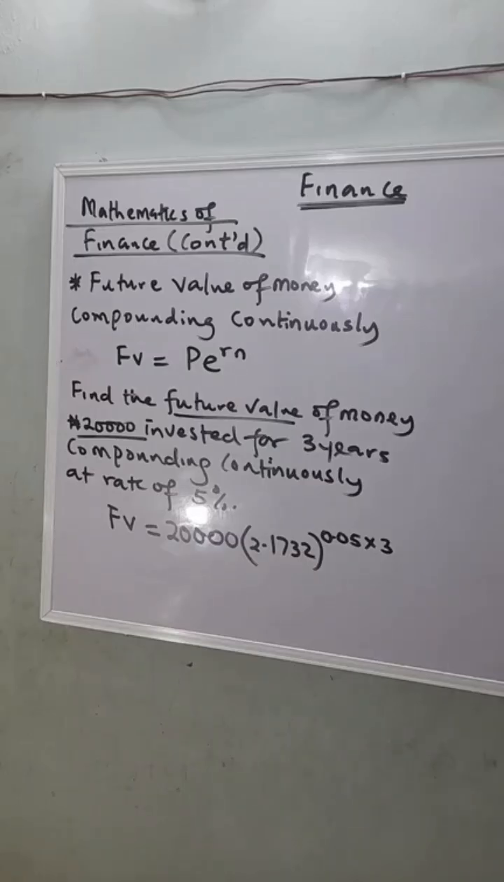Seeing the board carefully, that e is what we call the exponent. It's 2.1732. That is the meaning of that e. Your calculator will give you that value. So that is raised to the power of 0.05, which is the rate of interest, 5%. The number of years is 3. We'll multiply it together. That is 0.05 times 3. I believe by now you are pressing your calculator.